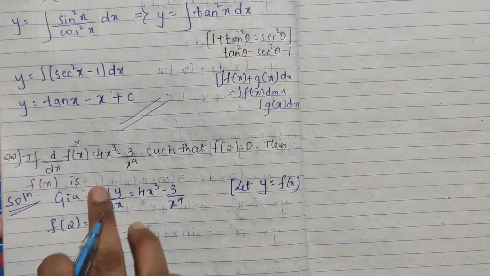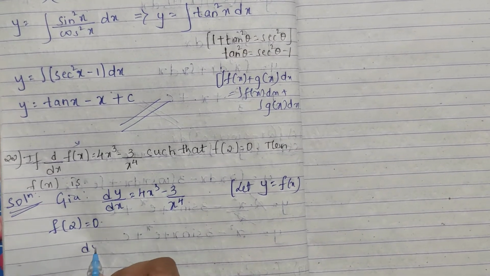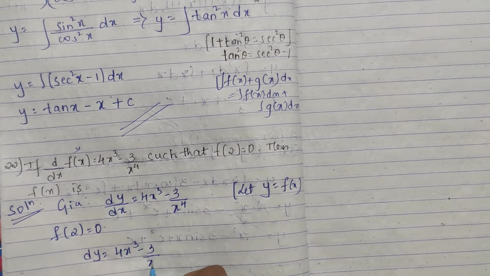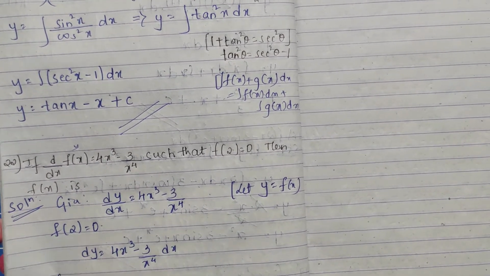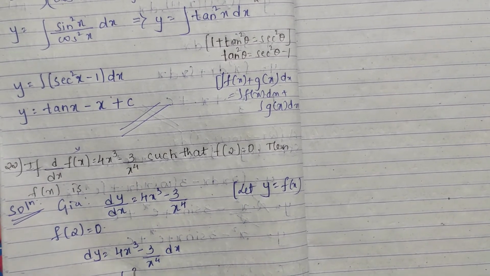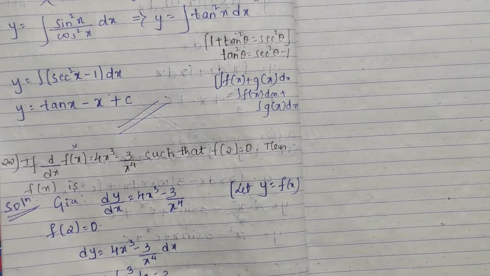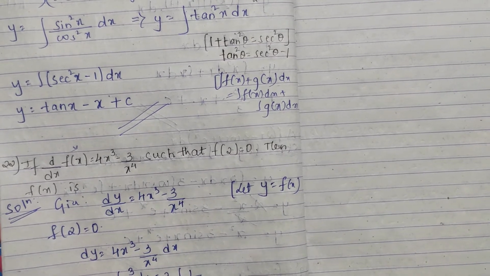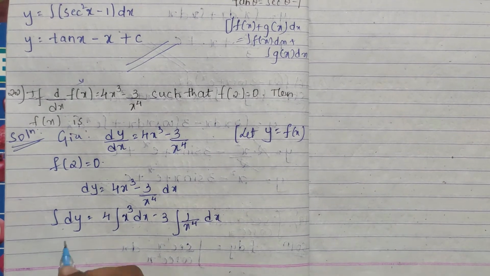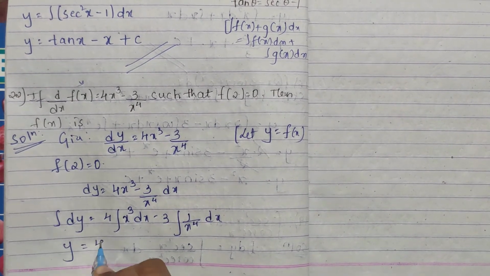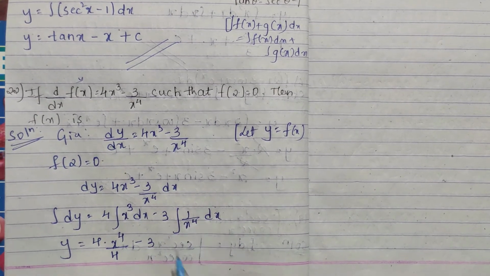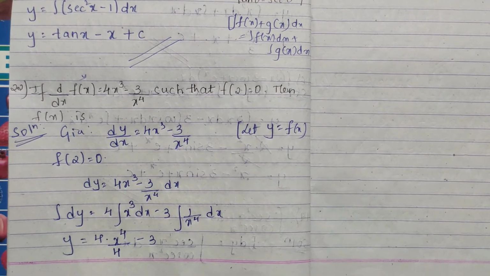So first we will try to solve this. So dy, taking dx here, equals 4x cube minus 3 by x raised to 4 dx. Now what you have to do, integration dy. See, keep your 4 here, x cube dx, minus 3, I am also keeping 1 by x raised to 4, integration dx. So integration dy is y, 4x cube becomes x raised to 4 divided by 4, minus 3.